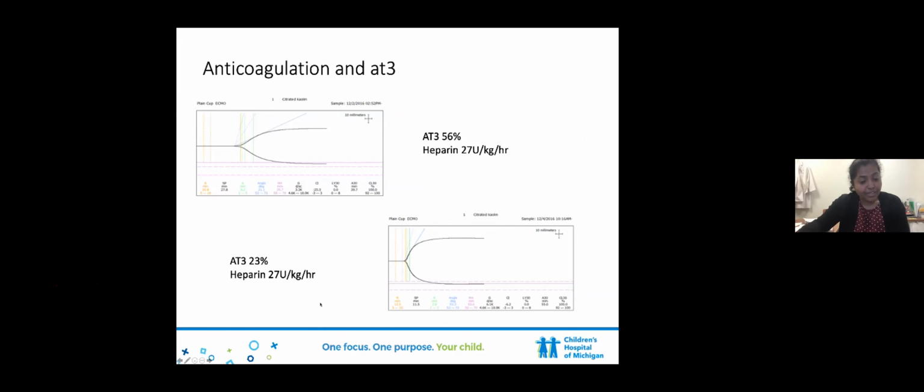the R time is inappropriately not prolonged enough, and it looks like the clot formation is much more amplified, whereas once the antithrombin was appropriately substituted and brought to just above 50%, you can see that the R time became appropriately prolonged. And so the effect of adding antithrombin to the heparin was very nicely demonstrated here.